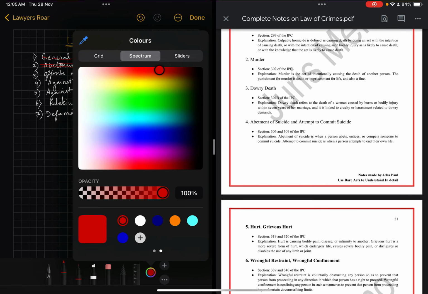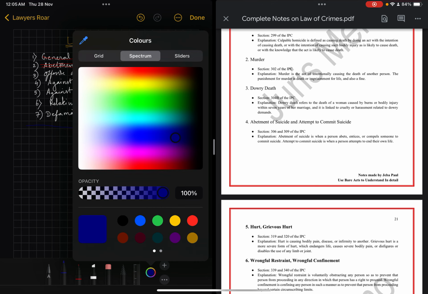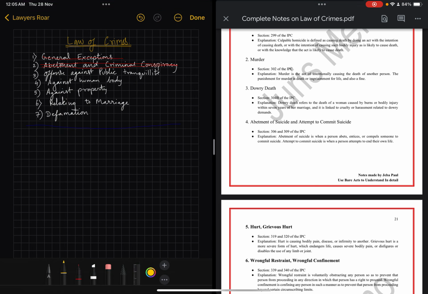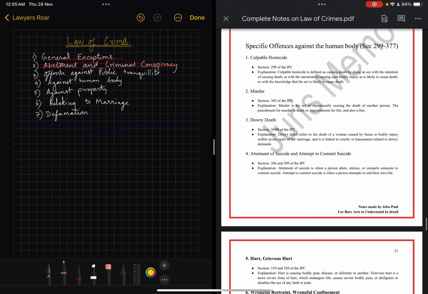Okay, now we will look. We'll skip for some time this offense against public tranquility. We'll directly jump to the human body and then we'll come back and do the remaining. Okay, so now we are going to see specific offenses against the human body.